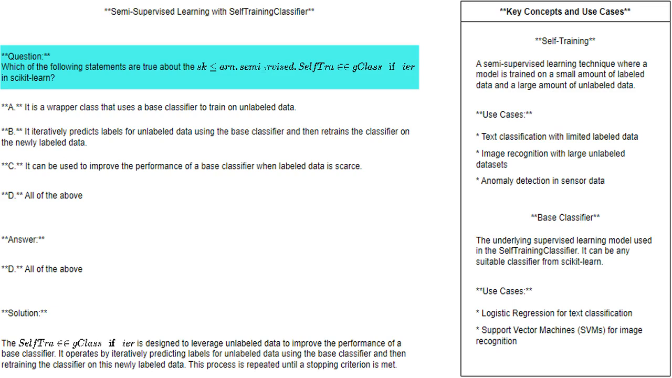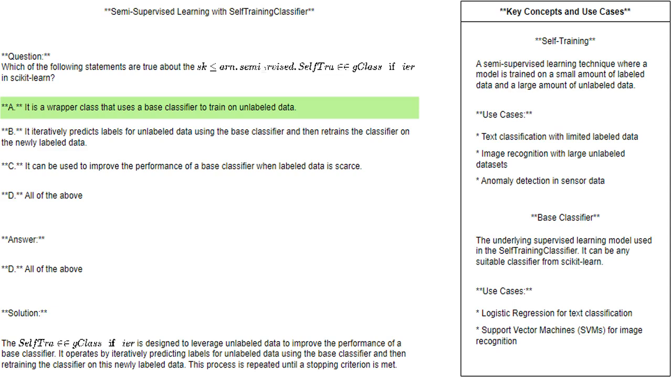Correct. The self-training classifier is indeed a wrapper class. It takes a base classifier as input and uses it to make predictions on unlabeled data. This is a fundamental aspect of how it functions. A. It is a wrapper class that uses a base classifier to train on unlabeled data. Correct. This accurately describes the core algorithm of the self-training classifier. It uses its current knowledge, the base classifier, to label unlabeled data, then uses the newly labeled data to update its knowledge, repeating this process.